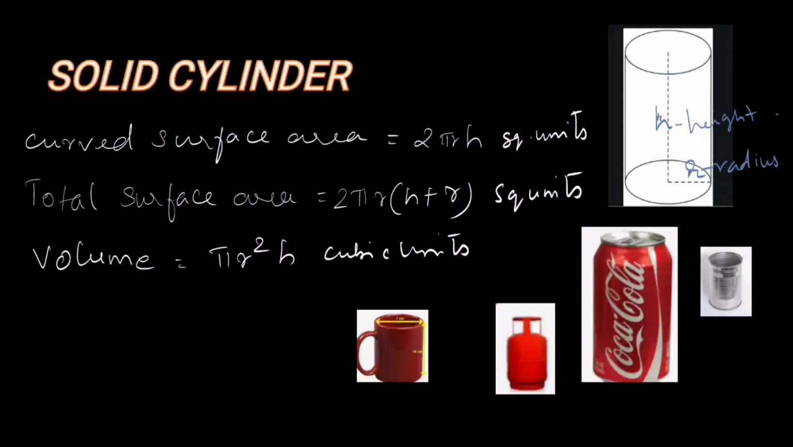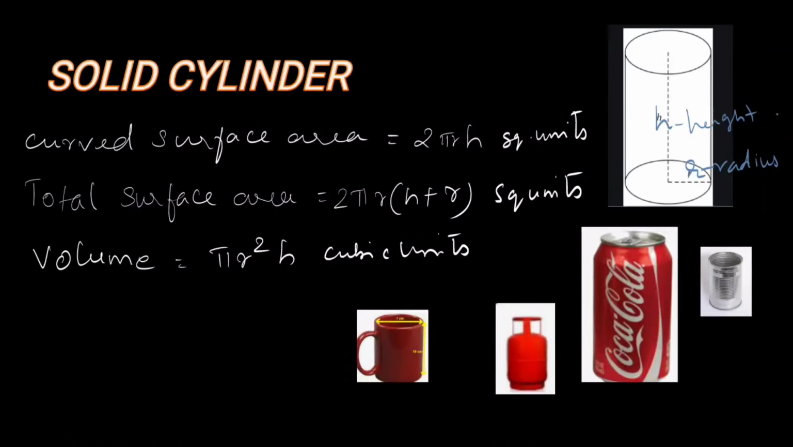Moving on to another basic shape, the solid cylinder. What is a cylinder? You see it in your kitchen: a gas cylinder, a tin, a cup you're drinking coffee from. It is in the shape of a solid cylinder. So how is a solid cylinder formed? Take a rectangle, fix an axis along one side of the rectangle, and rotate it around, so you form a cylinder. It has height and radius as the two basic dimensions.